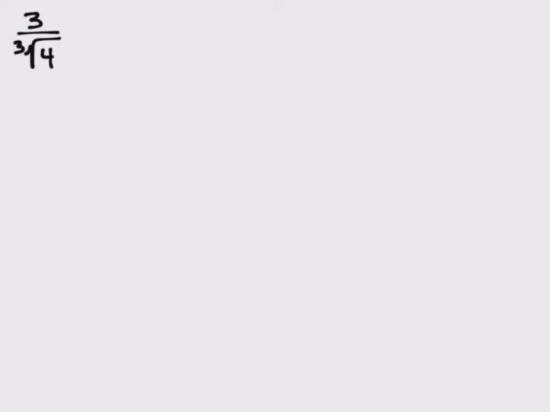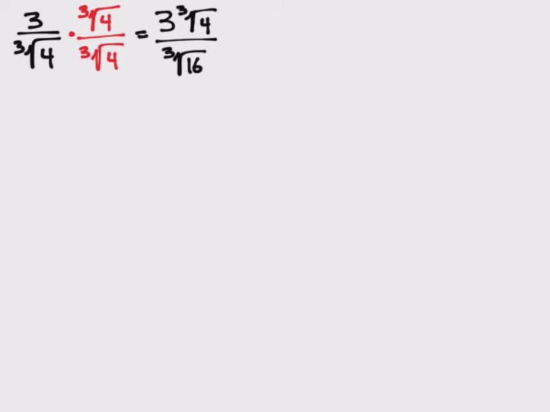Alright, now what happens if we have a third root in our denominator, such as with 3 over the third root of 4? Now, a lot of folks immediately have the inclination to just multiply the numerator and denominator by the third root of 4. And there's nothing wrong with doing that, but 16 is not a perfect cube. So we don't end up with a nice denominator like we hoped, right?